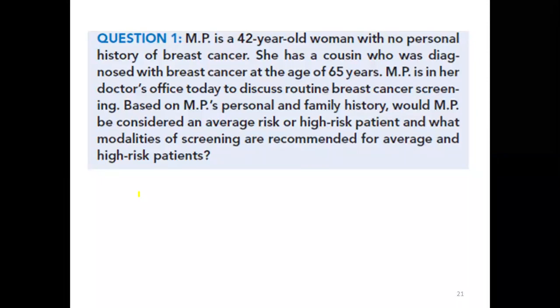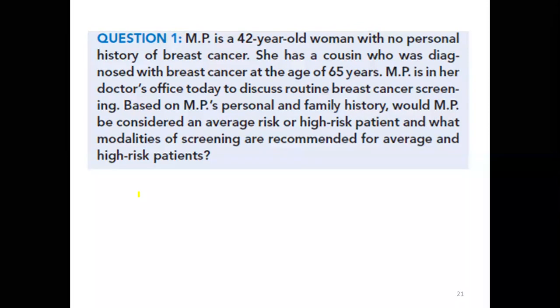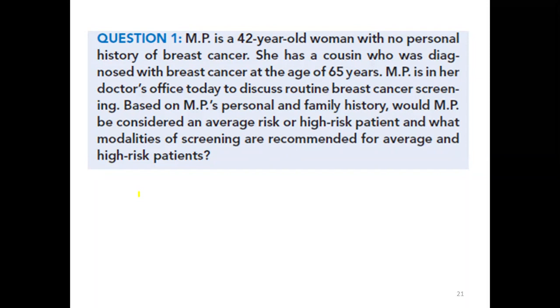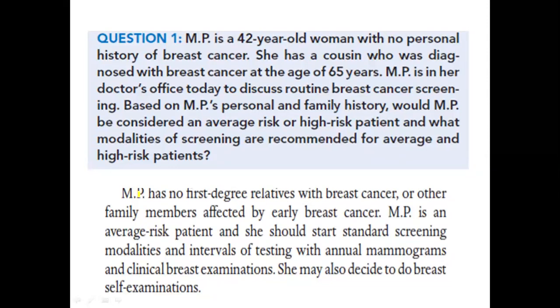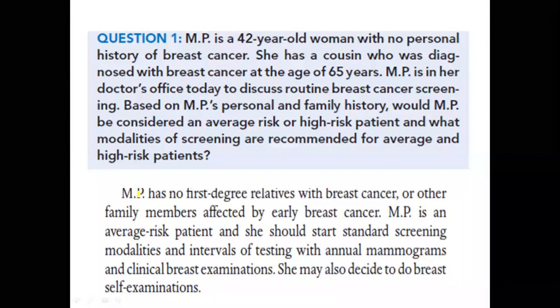So what is your opinion? According to, sorry, average risk. So why? Why average risk? She has no personal history of breast cancer, neither does she have a strong family history, because it's only a distant relative who has had breast cancer. No first-degree relatives, no mother, father, or first grandmother, those things. Yes, good. So the woman is average risk because of the reasons you mentioned.